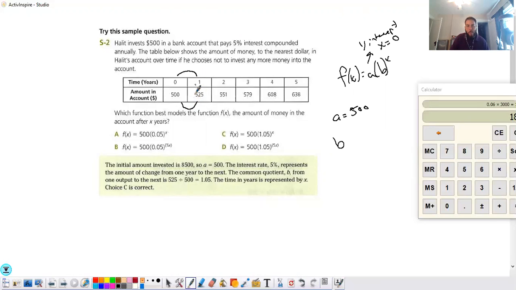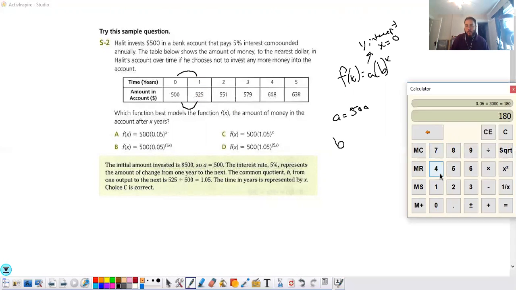So if we start with our output after 1 year, 525, we divide it by the output in front of it, 500, and we get 1.05. So this is going to be our common rate. Let's check it just by choosing any two other ones. So let's try 608 divided by the number in front of it, 579. And we see again, we still have 1.05. A couple other decimals in there, but that just has to do with our rounding here because they just kept it as whole dollars. So our b is going to be 1.05.